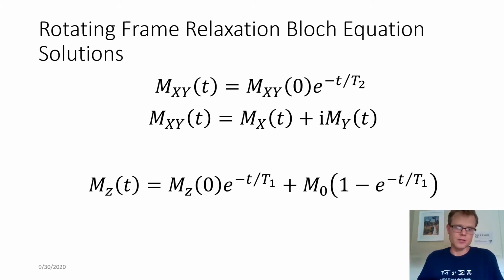Okay, and then at the bottom here, the solution for the longitudinal or z component of the net magnetization. Over time, it's going to depend on the initial value of the longitudinal magnetization multiplied by this e to the minus t over T1 term. And then the next term here is a recovery term. It's the equilibrium magnetization M0 multiplied by 1 minus e to the minus t over T1. Okay, and we'll draw some pictures of what these equations look like. We have exponential rates of change here according to the T2 and T1 times.